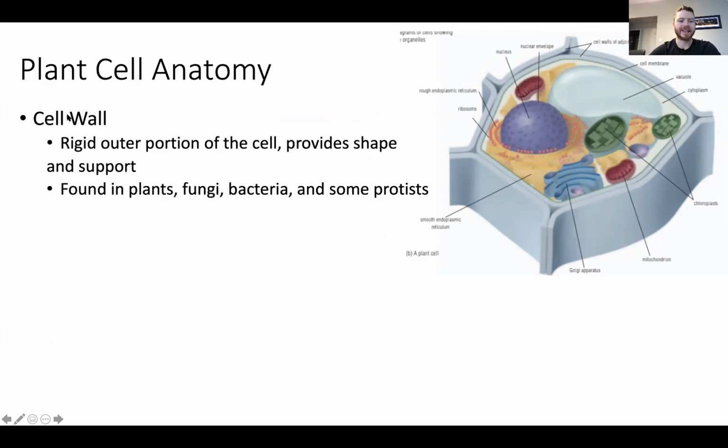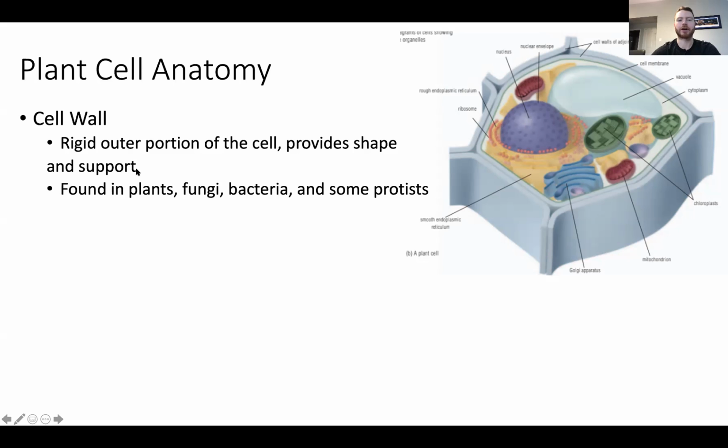Number 1 is the cell wall. This is the rigid outer portion of the cell, and this will provide shape and support. This is found in plants, fungi, bacteria, and some protists.